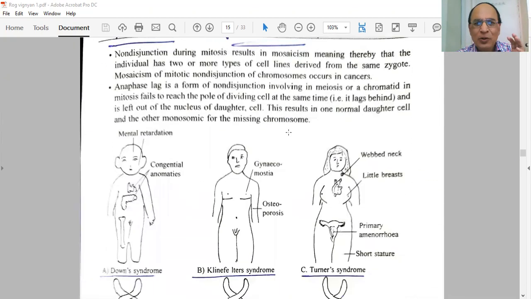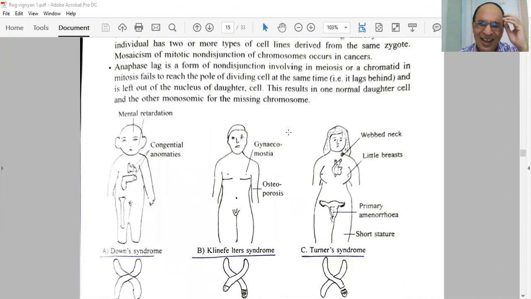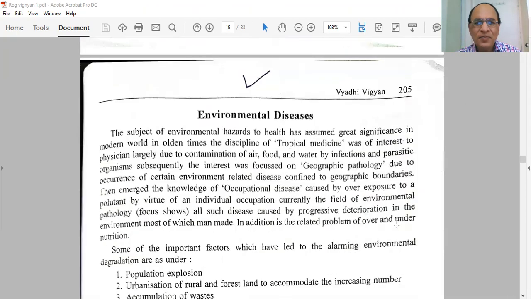Then you can see the pictorial presentation. I like it. For example, Down syndrome, congenital anomalies, mental retardation is a chief factor. Then Klinefelter syndrome, gynecomastia, and osteoporosis are important things. And Turner syndrome, webbed neck, little breast, primary amenorrhea, short stature. Fantastic. I have never seen Down syndrome, Klinefelter syndrome, and Turner syndrome in a pictorial fashion. I like it. So salute to Dr. Vivekananda. Okay, let us move further.